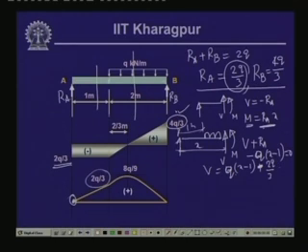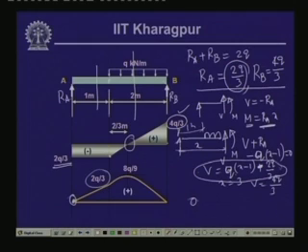Now, as you can see, at this point we had minus 2Q by 3, and at this point we have plus 4Q by 3. When X is equal to 3, we have 2Q minus 2Q by 3, which is V equal to 4Q by 3. So, it changes from minus to plus. So, somewhere we will have a 0 value. Now, if we substitute the shear force value as equal to 0, then we can get the value of X.